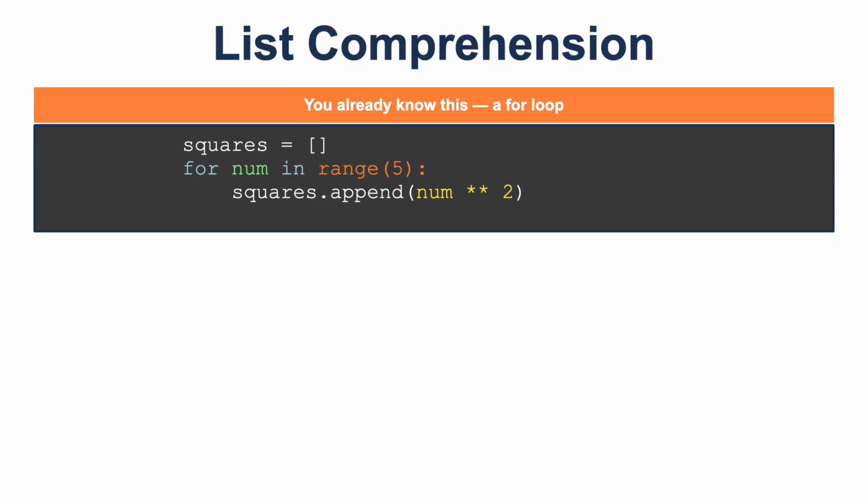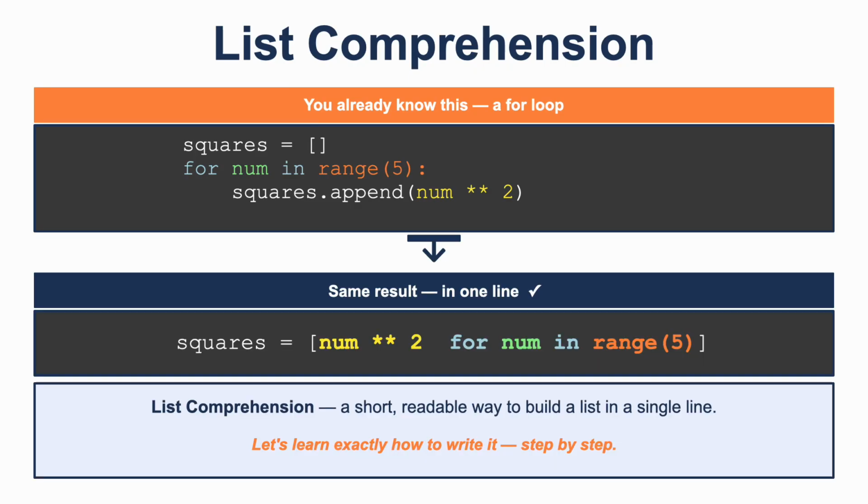What if you could replace this entire for loop with just one line? Look at this. The exact same result in one line. No empty list, no append, nothing extra. This is called list comprehension, and it is one of the most used features in Python. Let's learn exactly how to write it.